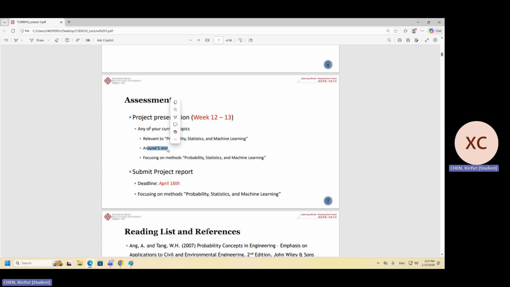So you don't need to explain, for instance, that your work is about environmental engineering and this is the environmental issue. It's okay. We will emphasize the probability, statistics, or machine learning. Also, for this project presentation, the submission deadline is April 16th. Later, in the second half, Professor Mao will emphasize it again. For the evaluation of your project report, the focus is on the method: how you use probability, statistics, or machine learning, and why you use it. That's the main point for your evaluation.